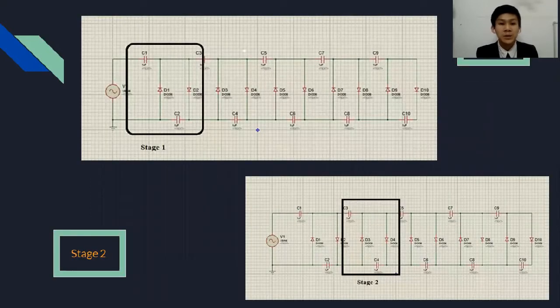So this is the first stage of the multiplier. You will see that there are 2 diodes that are in a clockwise direction, or can be said that they are forward biased to one another. But the capacitors are against each other. So this is in reverse bias, whereas this is in the forward bias to the C1.